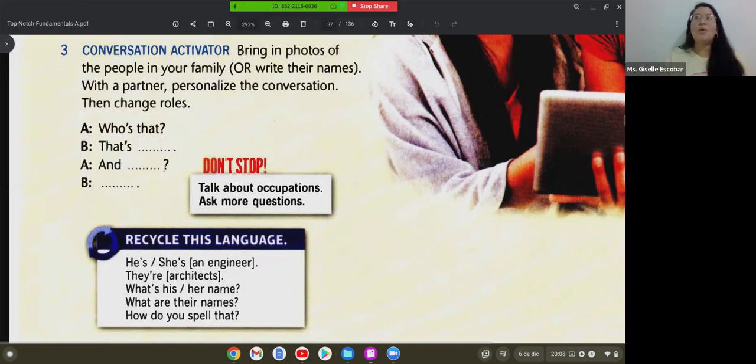And who's that? ¿Y quién es él? Oh, él es mi hermano. Ok, and what's his occupation? ¿Cuál es su ocupación? Oh, he's a musician.